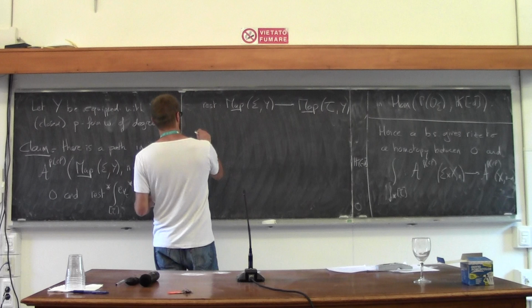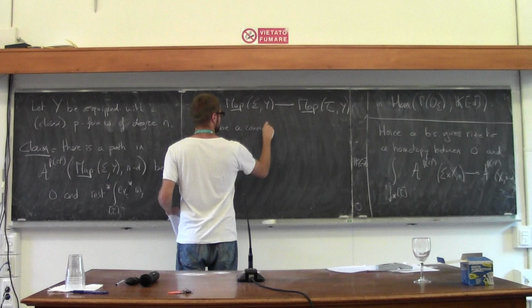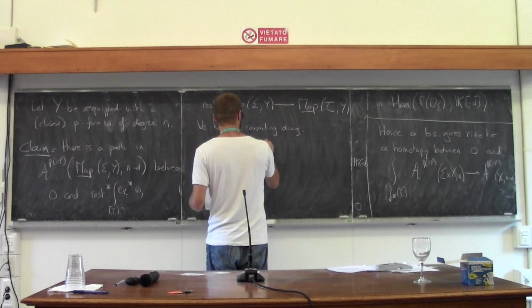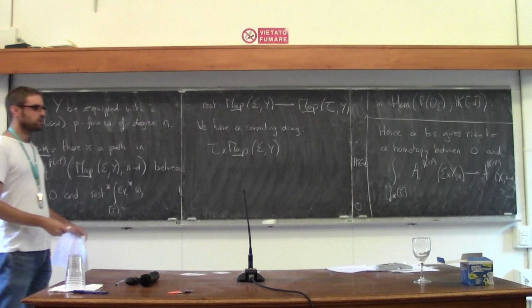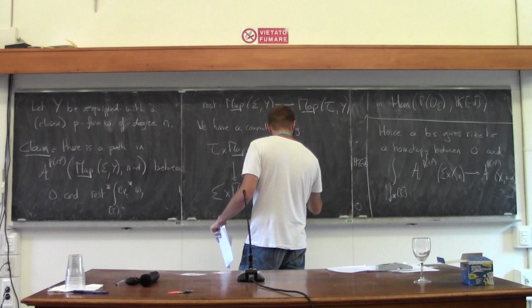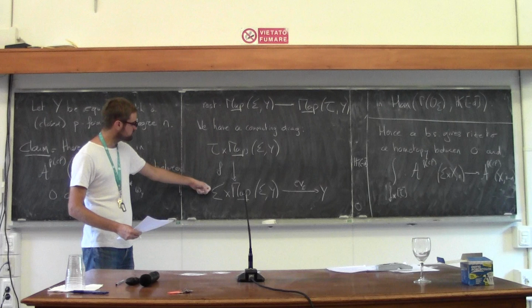Now we have the following commuting diagram. We first have tau cross the map from sigma to y. And there are two ways to go to y from this. First, you can map tau to sigma, and then evaluate on sigma. Even though the map F is from tau to sigma, let me not write F cross identity, just still write F for this map.